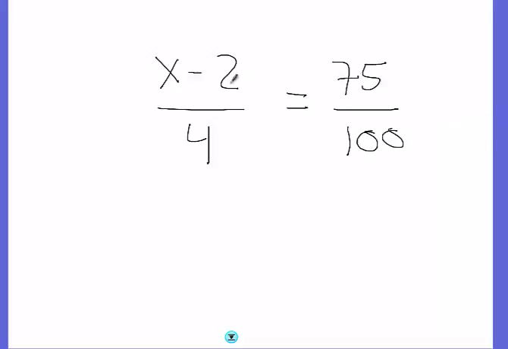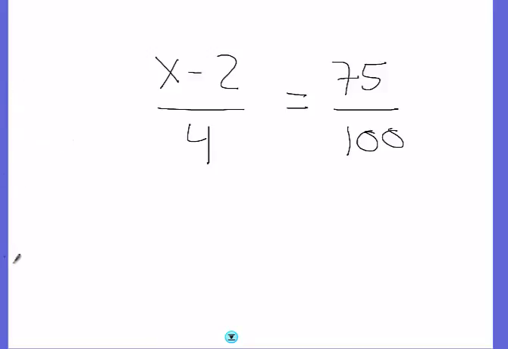Okay, so we have x minus 2 over 4 equals 75 over 100. All right, so again, let's solve this just like we would a regular equation, because that's all a proportion is. It's basically an equation with fractions or ratios on both sides. The reason why kids don't like them is because kids don't like fractions. But if you're okay with numbers, you're okay with fractions, because a fraction is just part of a whole number.